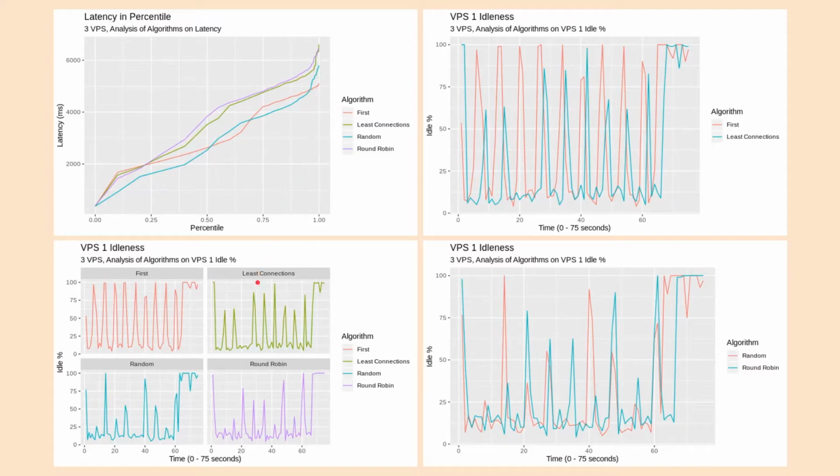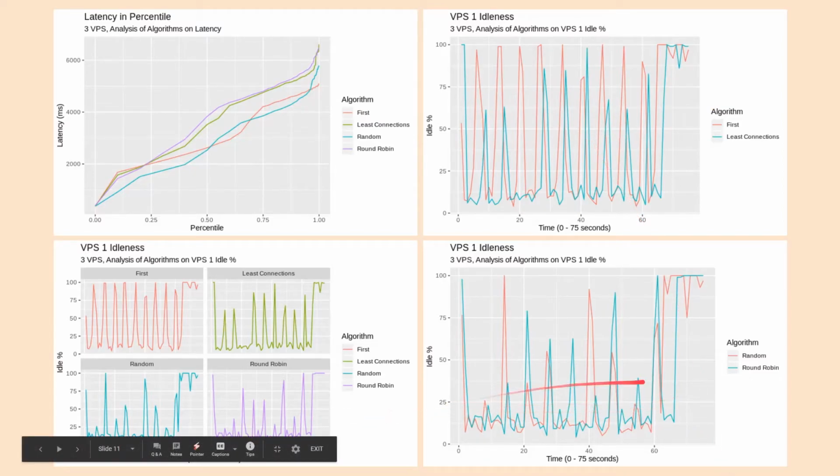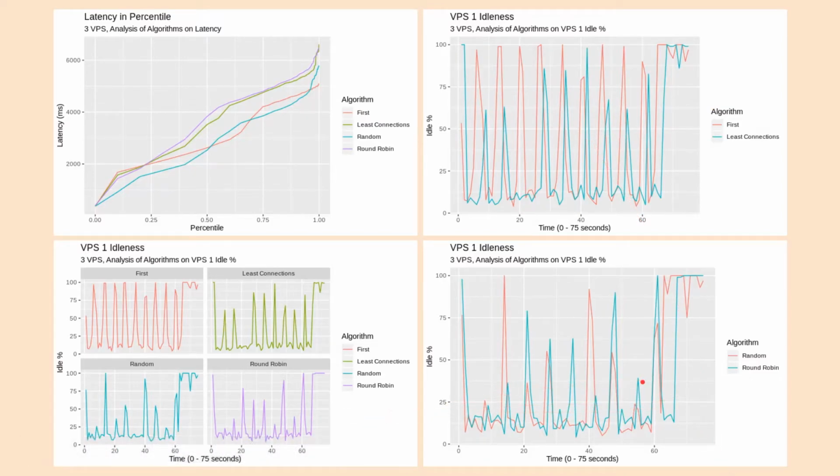We can also look at the idleness. When it comes to idleness, we can notice that the first and least connections have a similar idleness, while random and round robin have a similar idleness. So, putting together this information, one could say that first is the best when using HA proxy because it has the lowest latency and the highest idleness over here.